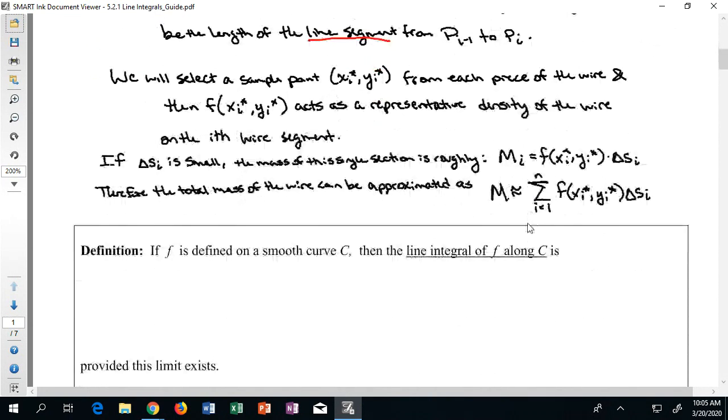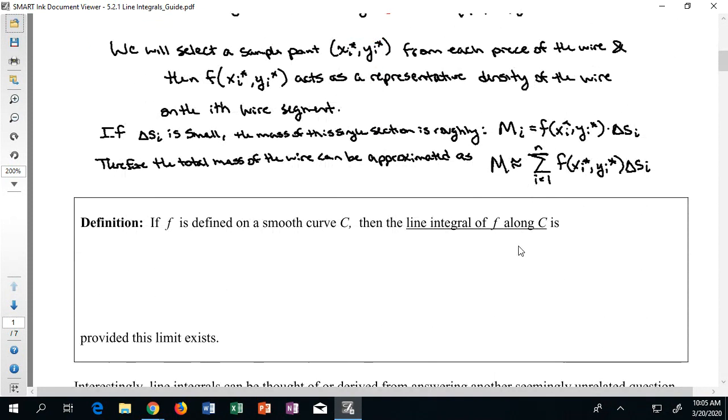So the cool thing though is that I can actually see that this could result in ultimately, well, this looks like an integral from Calc 1. But it's kind of a strange integral. Here's what we could define it as. If f is defined on a smooth curve, so there's a curve that could give me that green wire that we had above, then we will say that the line integral of f along C is given by the following.